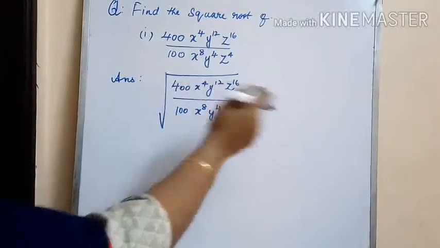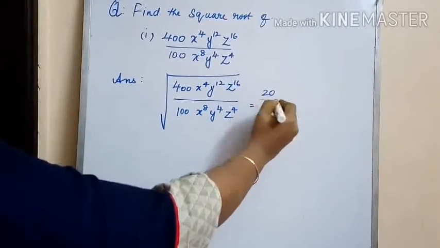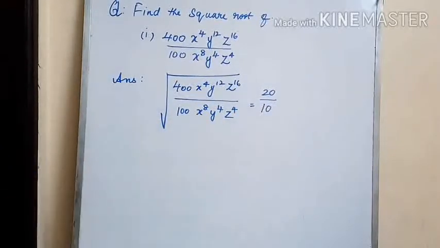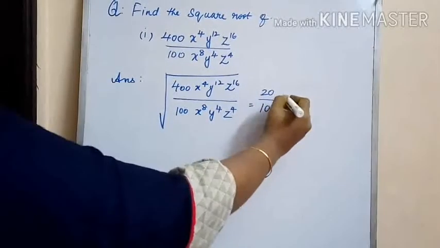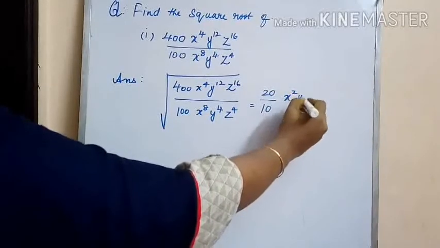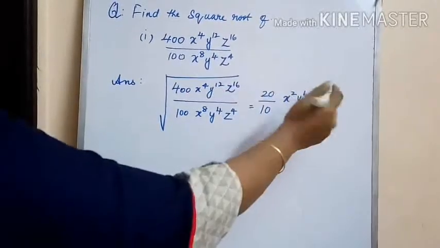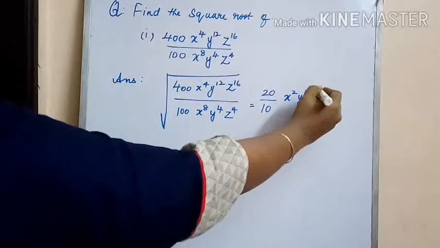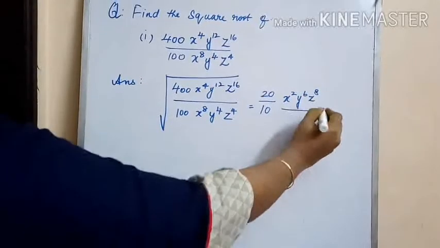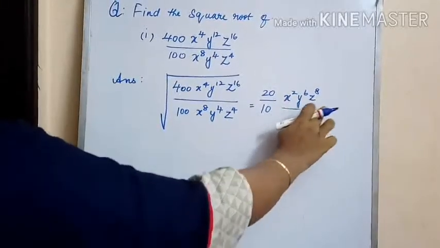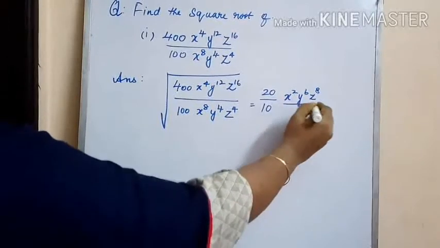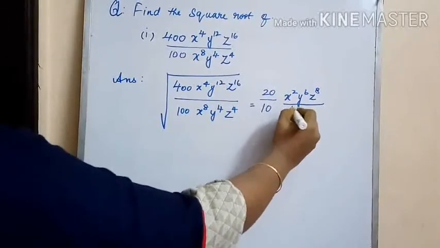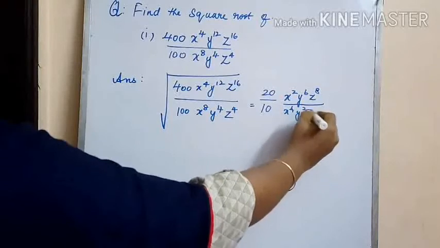Square root of the numerical part will be 20 by 10 and the variables will become x squared, y to the power of 6, z to the power of 8 by x to the power of 4, y squared into z squared in the denominator.